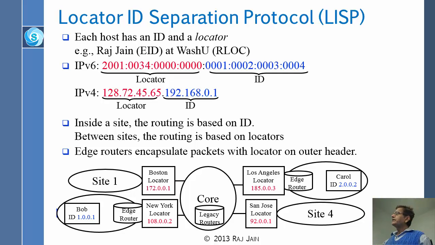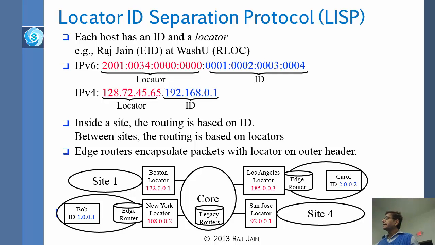So in IPv6, we already have enough bits, so the first part could be locator and the last part could be ID. In IPv4, we don't have enough bits, so we have to give some 32 bits for locator, some address, and some 32 bits for ID. So every node has an ID and a locator. Locator is basically for the site where they are, and the ID is their ID, which does not change whenever they move between sites.